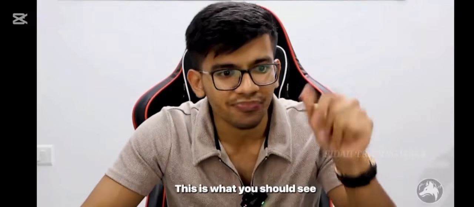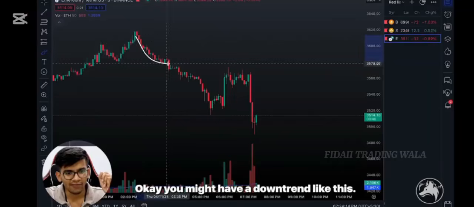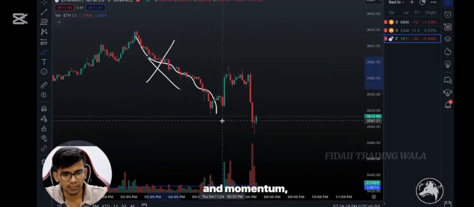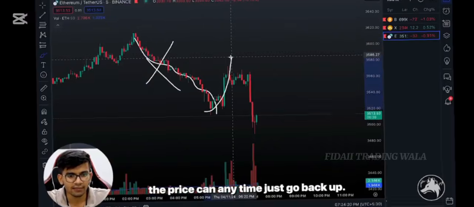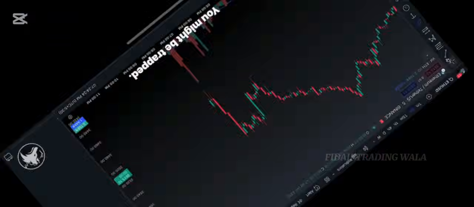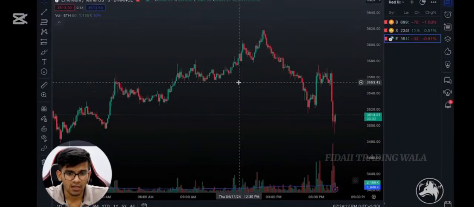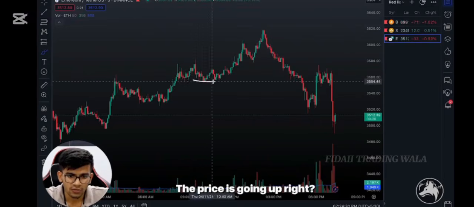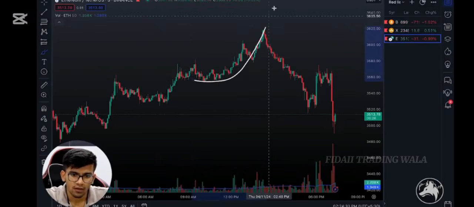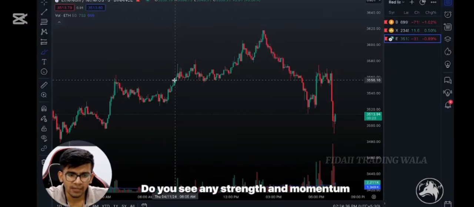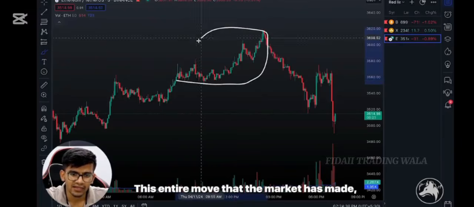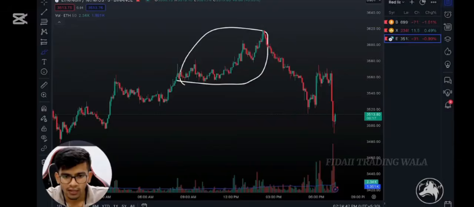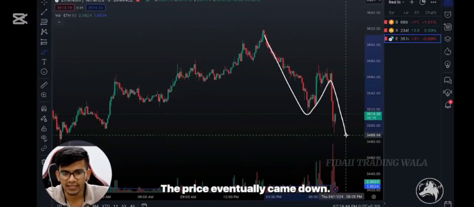This is what you should see, because okay, you might have a downtrend like this, the price might be coming down, but if it does not have strength and momentum, the price can anytime just go back up. You might be trapped. It might just be a trap. Let's take this example. In fact, look at this uptrend. The price is going up, right? Do you see any strength and momentum in this entire uptrend? This entire move that the market has made, do you see any strength and momentum? Absolutely not. And you look what happened. The price eventually came down.